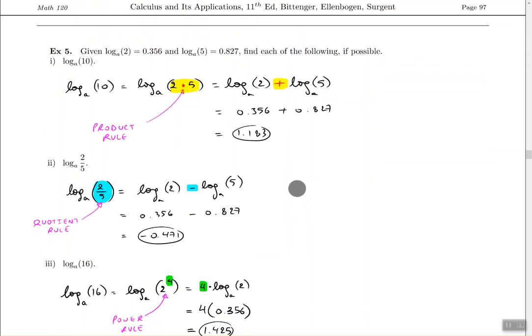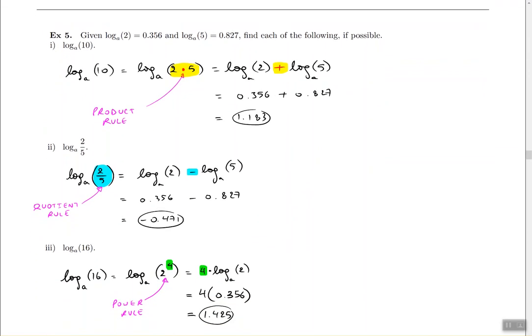Okay, so pretty much the first one had a 10 and I decided to break it down to 2 times 5 and then use the product rule to separate the log of 2 from the log of 5, plug in the numbers. The next one was pretty straightforward. It had a fraction, 2/5, next to the log. So that means I could do the log of the numerator minus the log of the denominator. That was called the quotient rule. Then plug in the numbers and subtract.